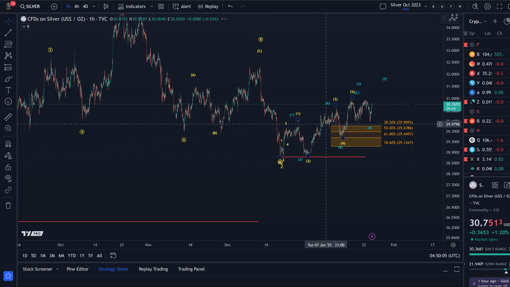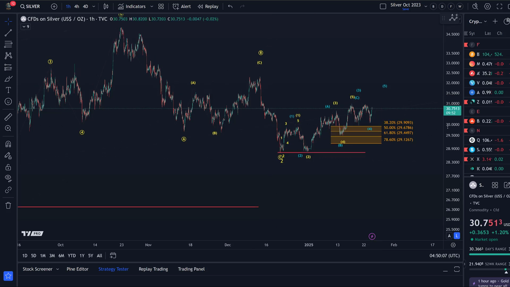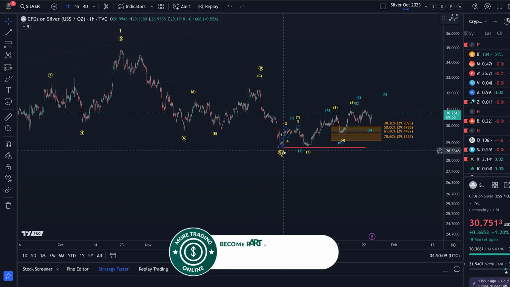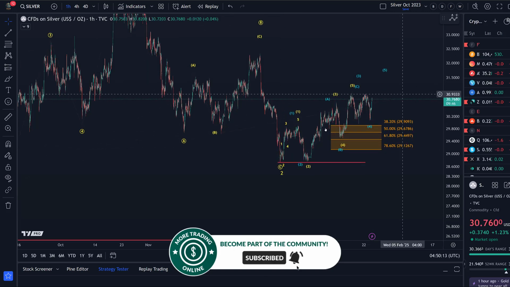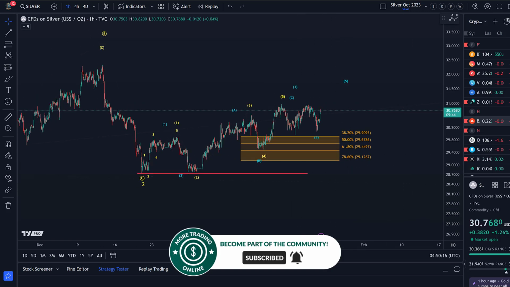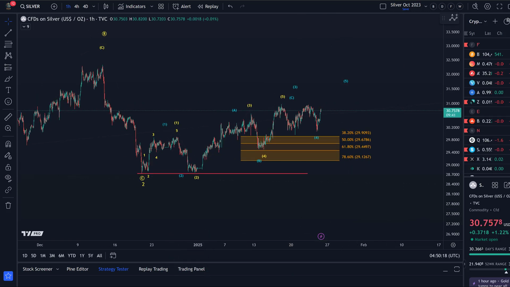I mean, the current thesis is still that a larger degree low could have formed here in December, around the 20th of December. The problem I just have is that, while everybody gets excited when silver makes a move, it still doesn't really look impulsive. That's the problem. And the other problem I have is there are multiple ways of interpreting this price structure. Really multiple ways. I'll take you through a few of them.